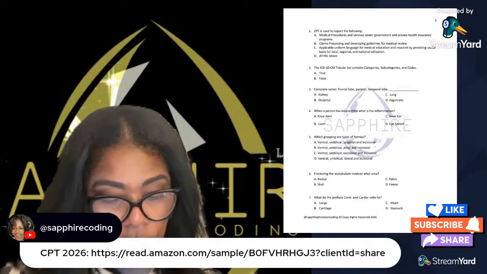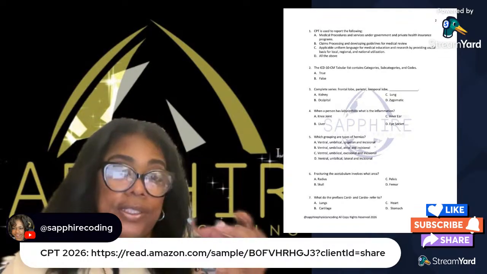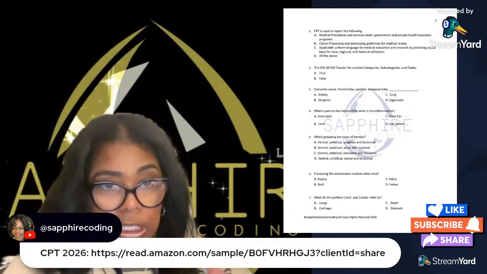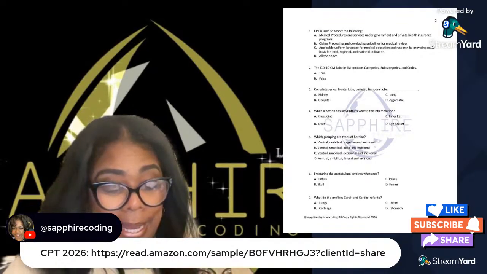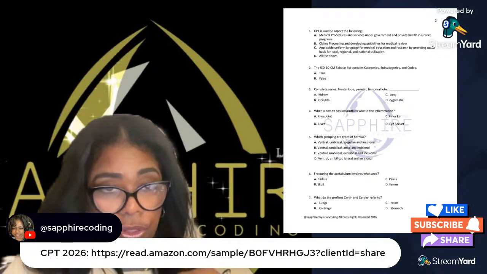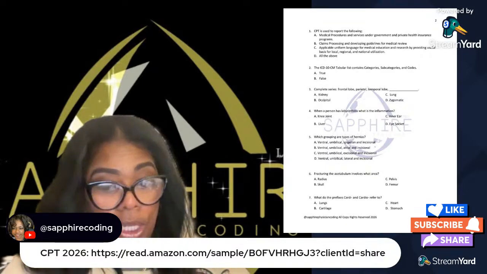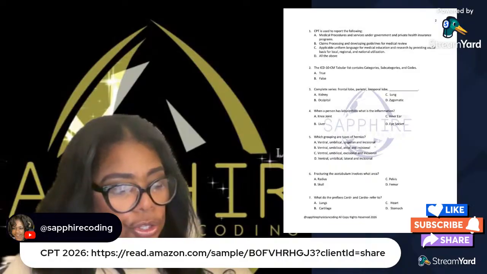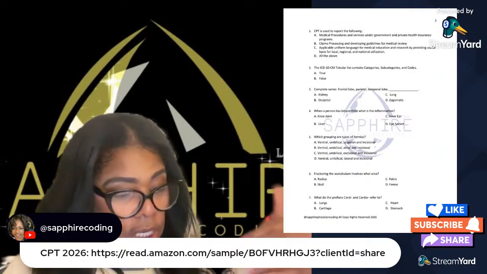The following codes are used to report hospital inpatient observation. What you're doing now is getting used to the CPT book. The CPC guide is going to test your knowledge on this book. That's what the coding is about. We are going to test what you know. The more you look at this book, the more you will feel comfortable in passing your test.